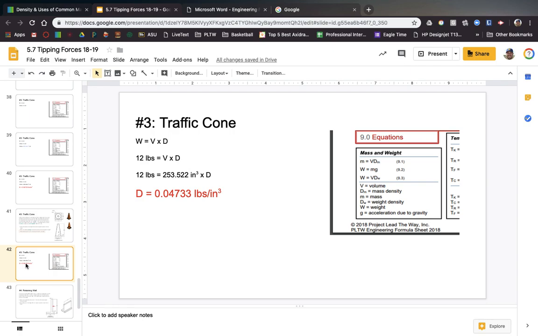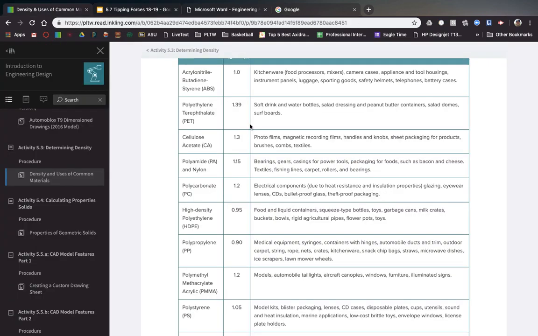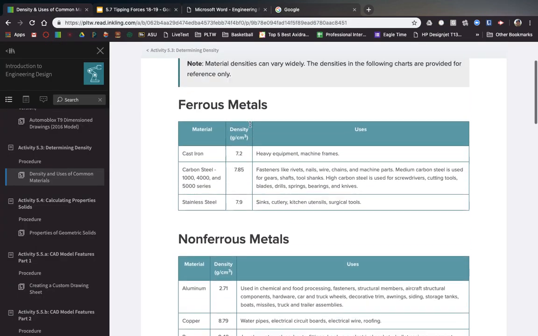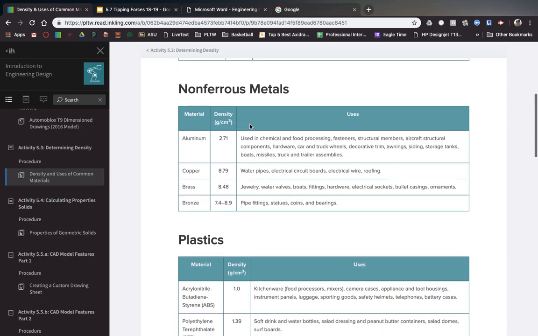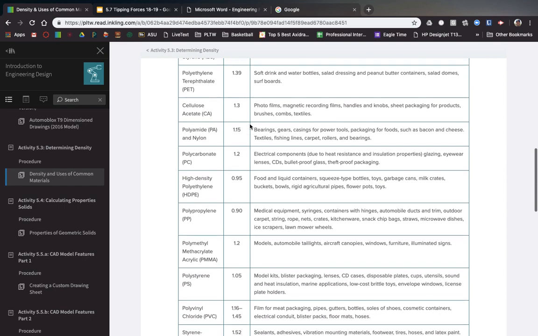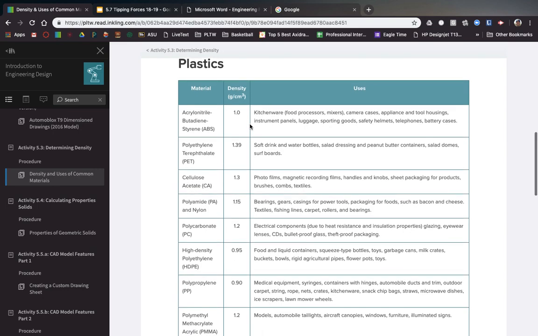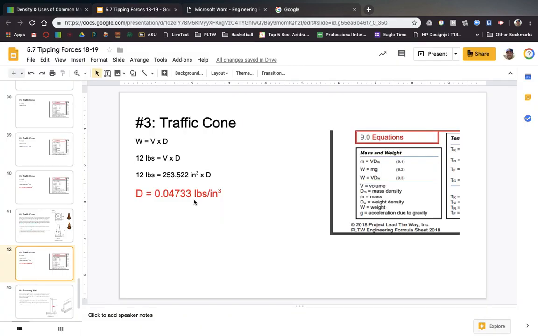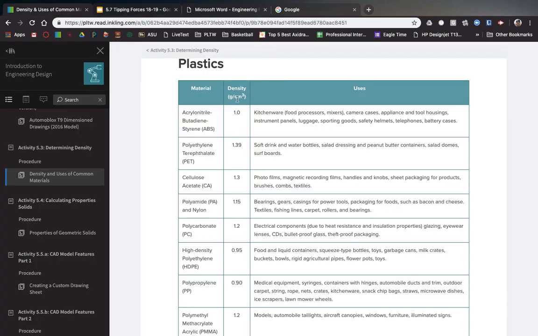And earlier in the semester, not that long ago, if you're going in order in the curriculum, we did activity 5.3 and we looked at all these different types of uses and densities of materials. So you'll notice we have a whole section on plastics, which obviously most of us understand a traffic cone is probably going to be plastic, okay? But what we run into here is that our value is in pounds per cubic inch, and the values in this table are grams per cubic centimeter.